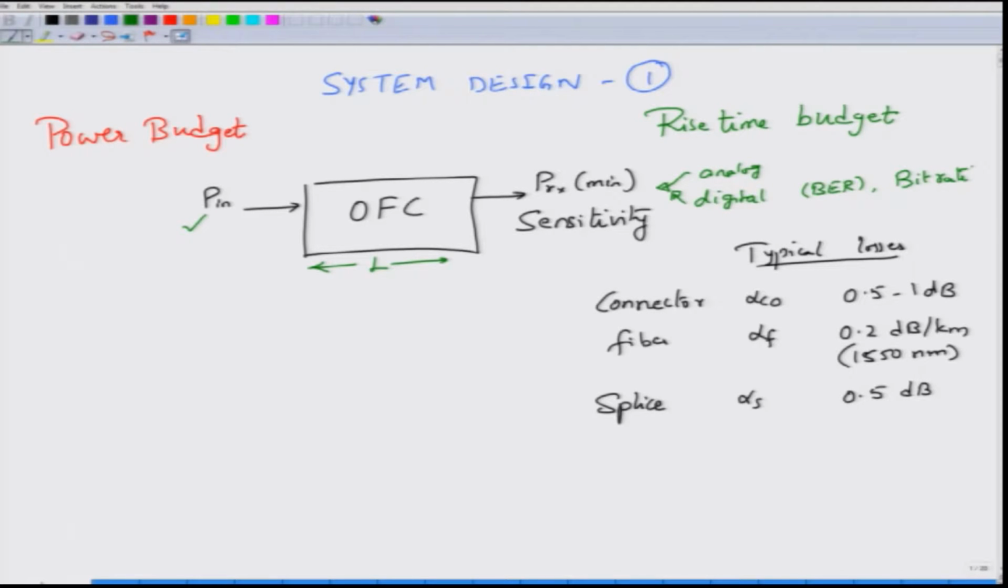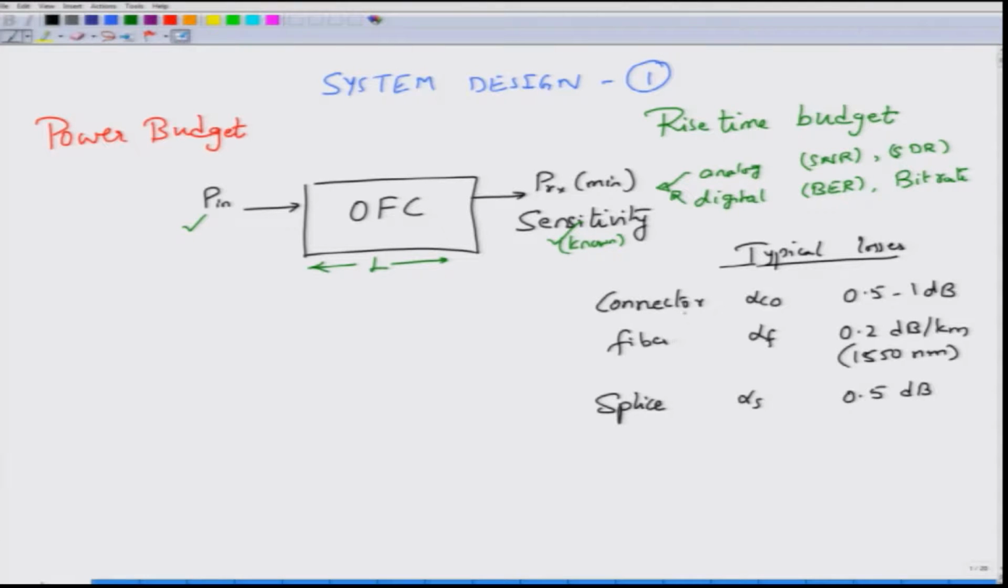For now, we will not worry about who calculates this sensitivity. We will simply assume that it is known to us and we are going to work with this sensitivity. For analog, the performance is characterized in terms of the signal to noise ratio, or sometimes by the signal to distortion ratio. But we are not going to consider analog systems at this point, we will simply concentrate on digital optical links.